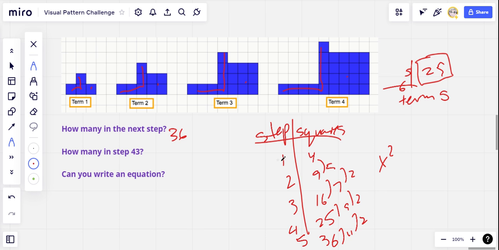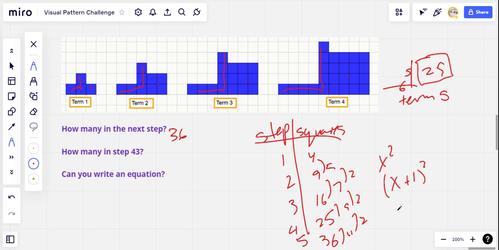And it looks like, in step 1, this is 2 squared. Sorry, in step 2, this is 3 squared. In step 3, this is 4 squared. So we're just taking one more than the step number and squaring it. So we would have x plus 1 quantity squared. And that should be our equation.